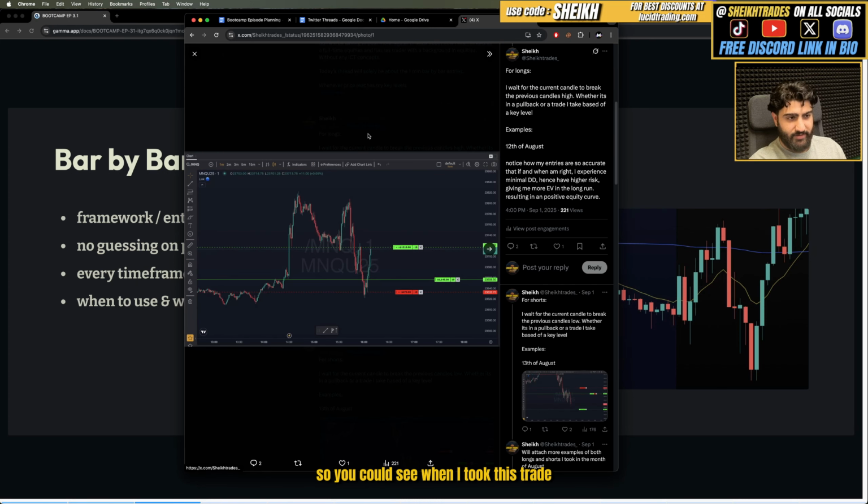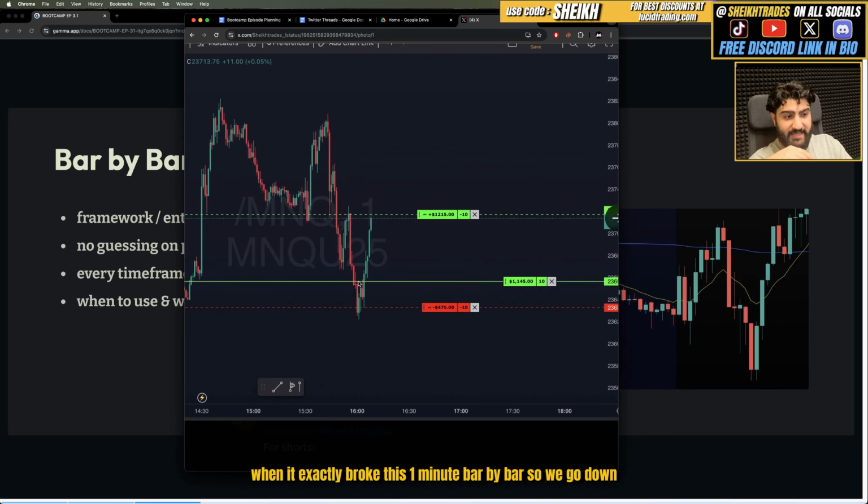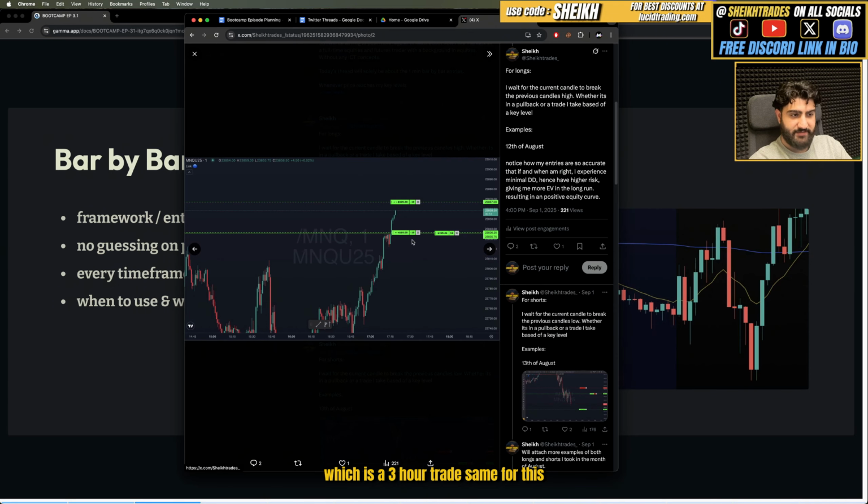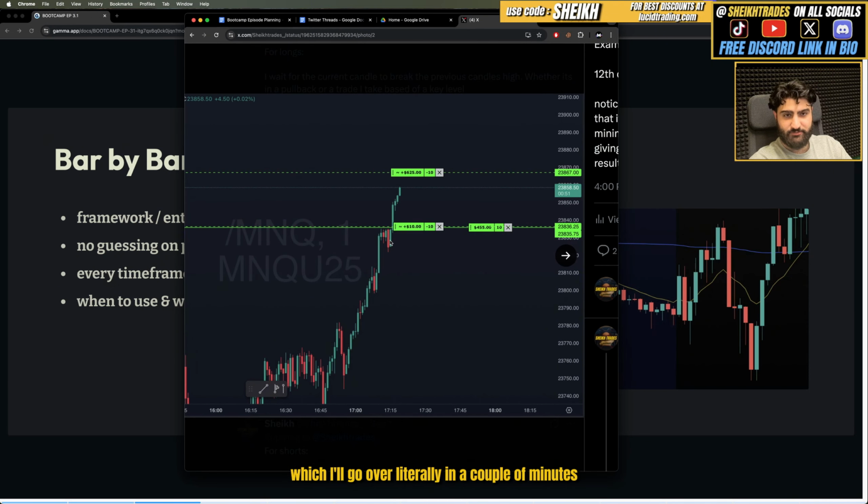So you could see when I took this trade, I took it when it exactly, let's see if I can zoom in. Yeah, when it exactly broke this 1 minute bar. So we go down, we break the 1 minute bar. I'm risking the loss for $475 and I'm making $1,200, which is a 3R trade. Same for this, which is a pullback continuation, which I'll go over literally in a couple of minutes. I take it at a 1 minute bar.